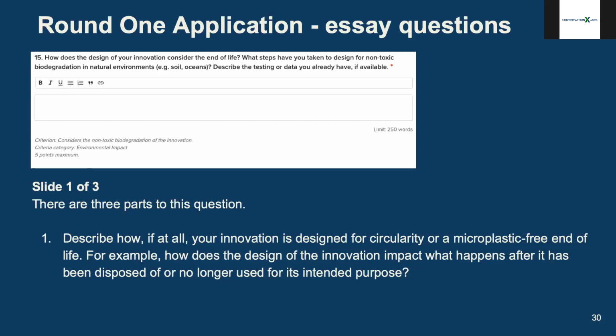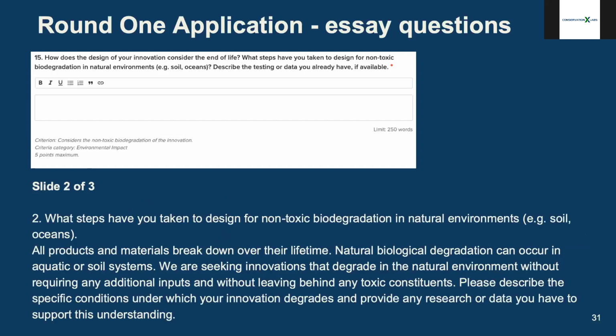So the first question is to describe how, if at all, your innovation is designed for circularity or a microplastic-free end of life. For example, how does the design of the innovation impact what happens after it has been disposed of or is no longer used for its intended purpose? And then the second question here is, what steps have you taken to design for non-toxic biodegradation in natural environments? So this is in the soil, in the oceans.